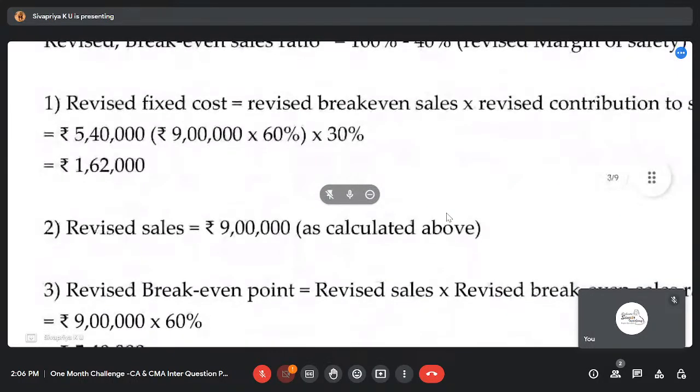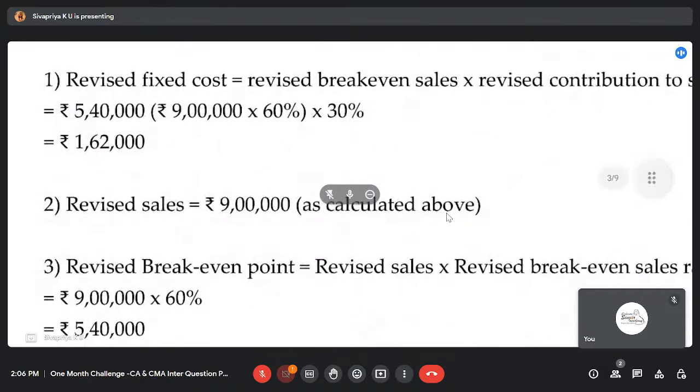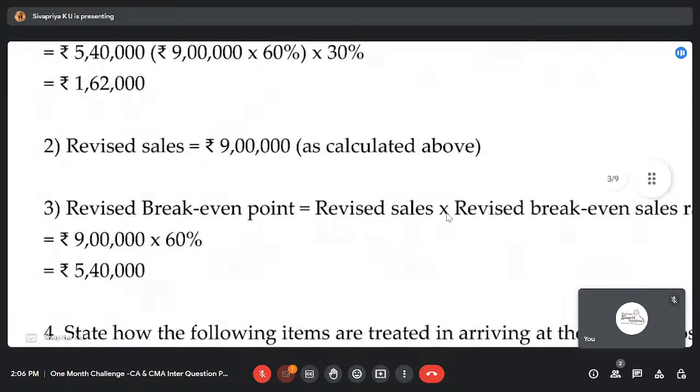So the answers are below. Revised fixed cost 1,62,000. Revised sales 9 lakhs. And revised break-even point is 5,40,000.